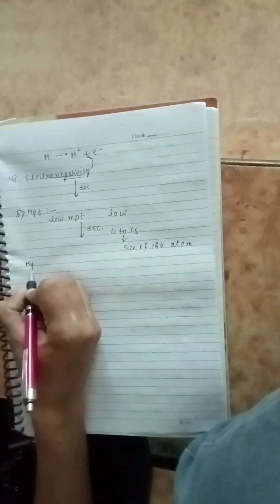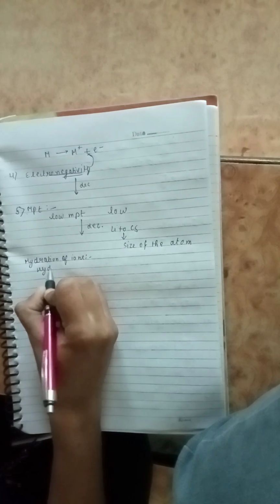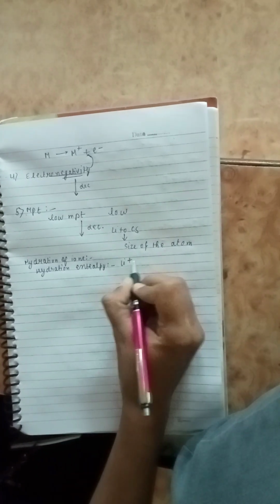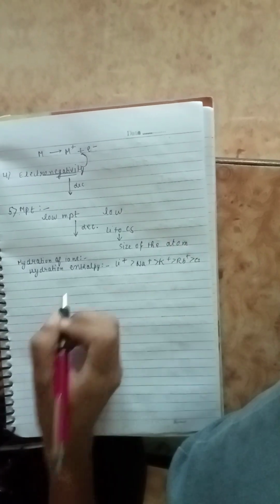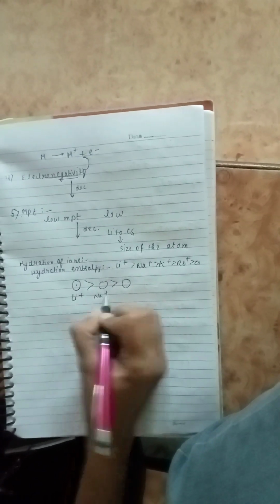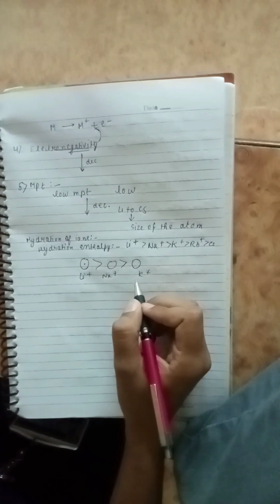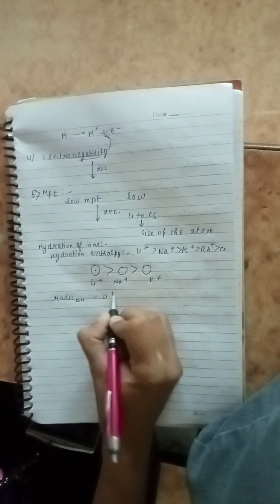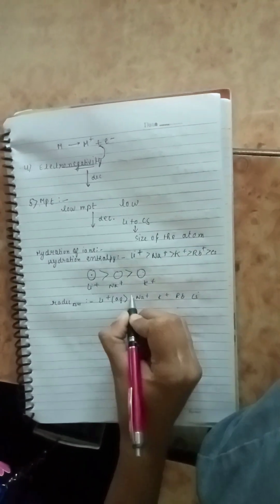Now hydration of ions. The order of hydration enthalpy is lithium, then sodium, then potassium, then rubidium, then cesium, and then francium. As the size of the ion increases, the hydration enthalpy decreases. Hydration radii in the aqueous state follow the order lithium, then sodium, then potassium, then rubidium, and then cesium.